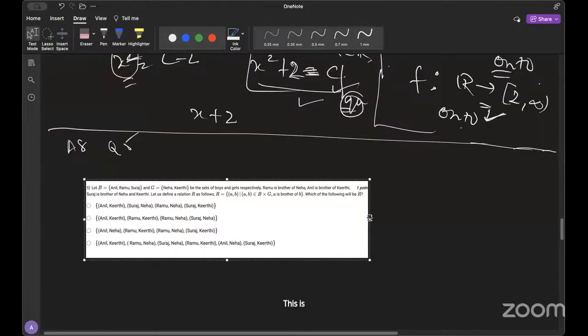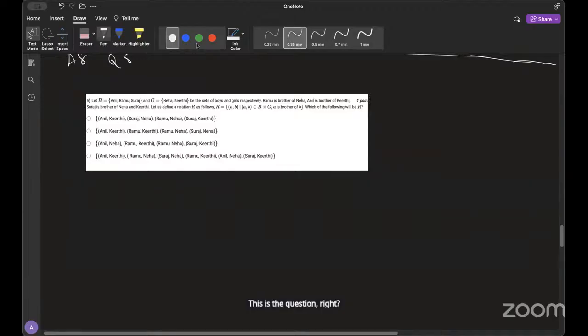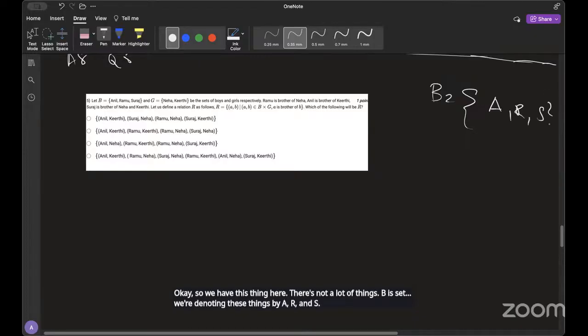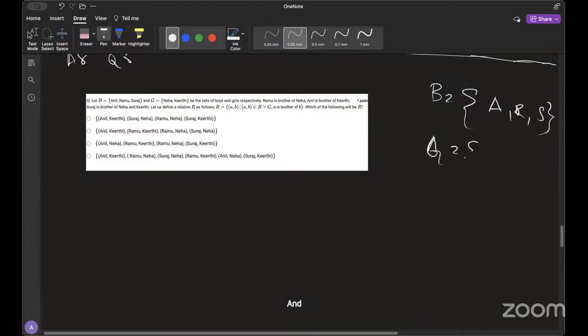This is the question, right? So you've been given sets here. You've been given set B and set G, a set of boys and girls respectively. So we have this thing here. There's not a lot of things. In set B, we're denoting these by A, R, and S. And set G by N and K.